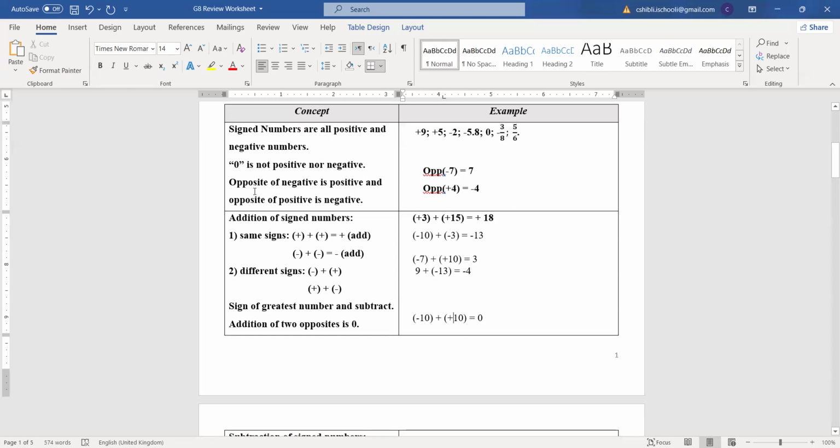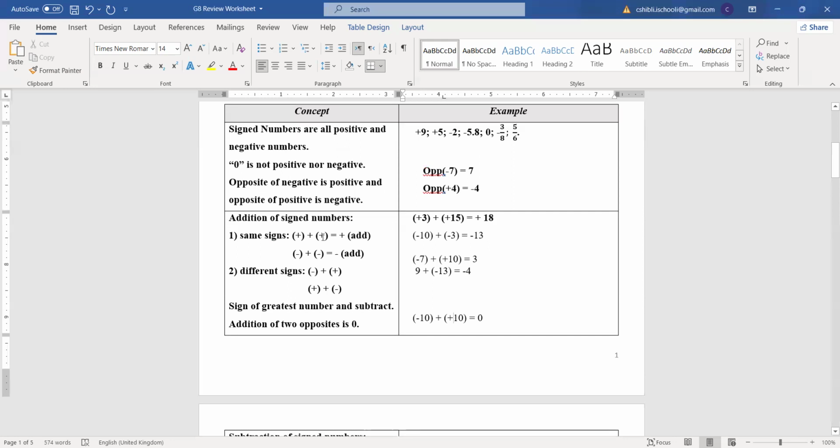Also, we have the opposite of a signed number. Always in signed numbers, any negative number has an opposite positive number, and any positive number has an opposite negative number. For example, opposite of -7 is 7 or +7. Opposite of +4 is -4.